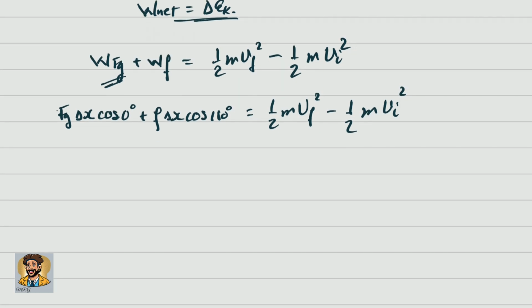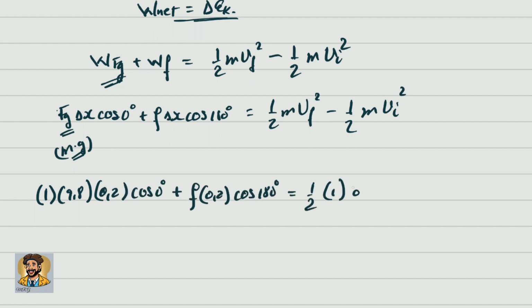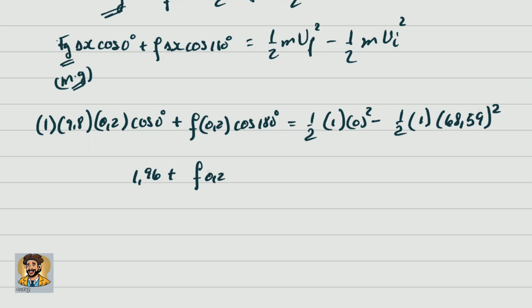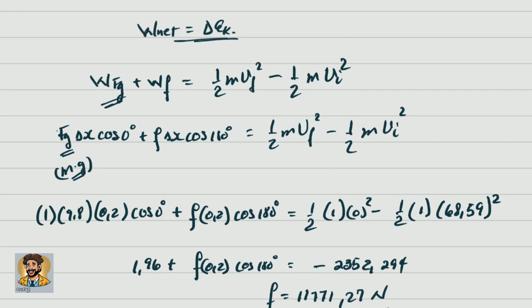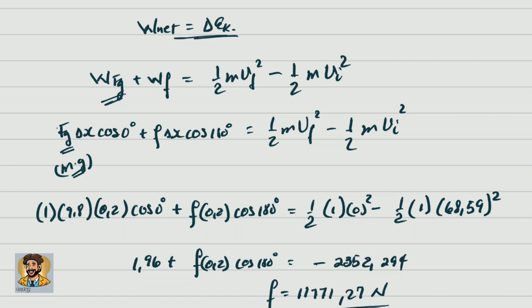We can now substitute everything, but remember, gravitational force is mass times acceleration, which is what I'm going to substitute in there. When you do this calculation, which is quite simple, you get 11,771.27, the same as if you use the other method. So this was done for those learners who maybe like to use the work energy theorem.